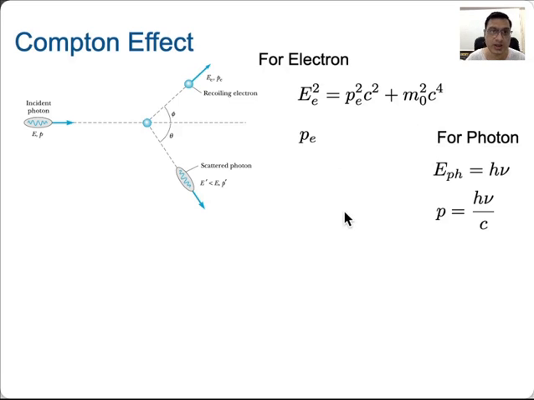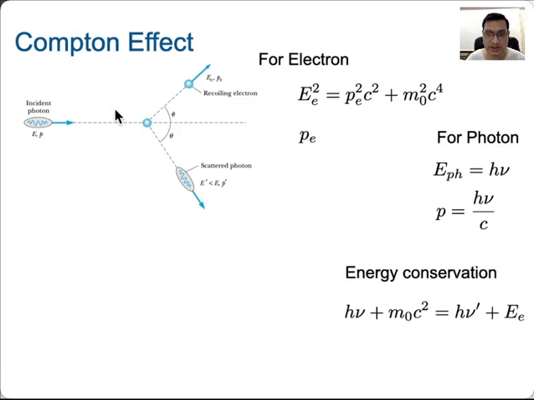So first let's employ the conservation of energy. Before the collision, h nu is the energy of the photon, and m0 c squared is the energy of your electron at rest. So this is the total energy before the collision. This is the total energy after the collision: h nu prime plus E, which is the energy of your recoiling electron.